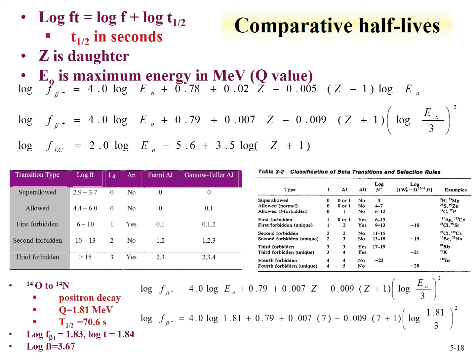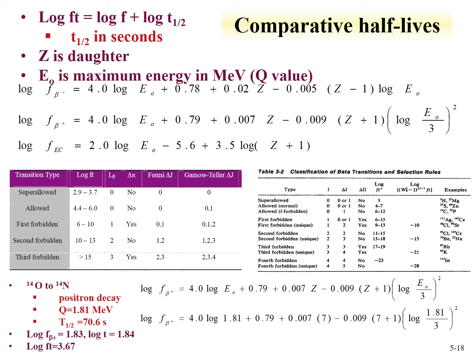By doing this, we can get a range of log Ft values that basically break decays into allowed transitions, first forbidden, second forbidden, third forbidden. I put two tables here that you'll find in the different textbooks that describe the ranges for the allowed and the forbidden transitions.